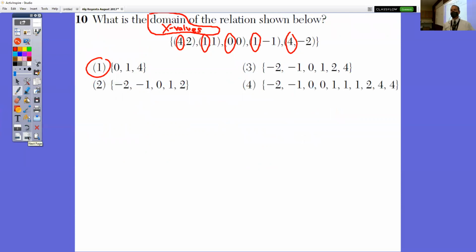In question number 10, what is the domain of the relation shown below? The word domain means your X values. Range means your Y values. So I went through and circled all of the X values. So I have a 4, a 1, a 0, a 1, and a 4. Your only X values there are 0s, 1s, and 4s. So that would be choice number 1. Remember, domain means X, range means Y. They go in alphabetical order.